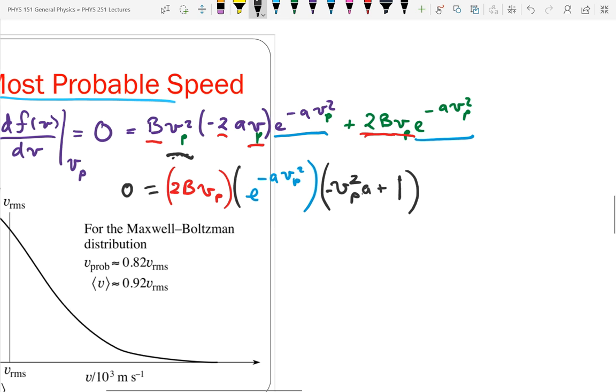One more thing here. The minus sign right there is in the black. So that's equal to 0. How many things do I have in parentheses? 3. That means you're going to have 3 different things to evaluate to what gives me 0. So let's take the first one. 2B vp equals 0. What value is vp? Okay, that's clearly not our maximum. That was a minimum.